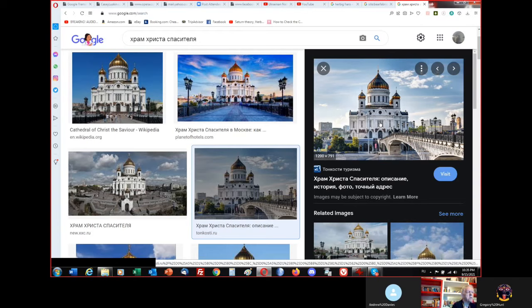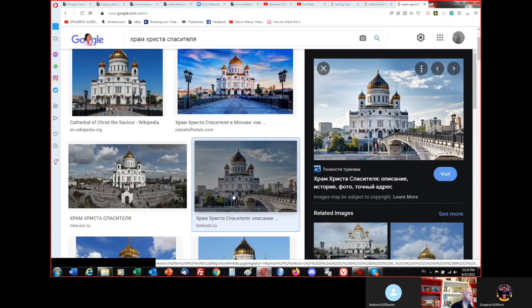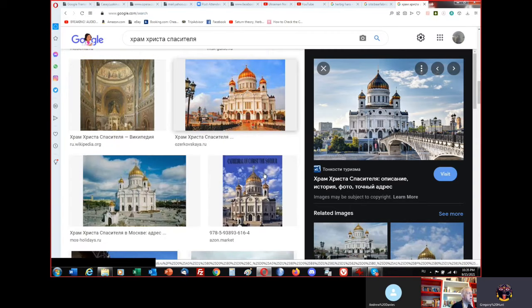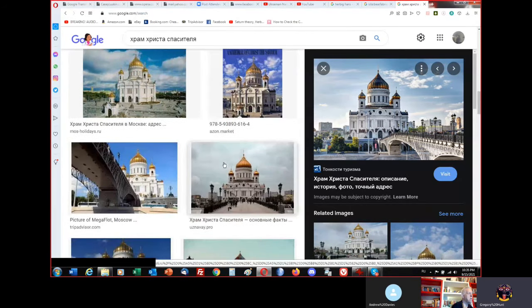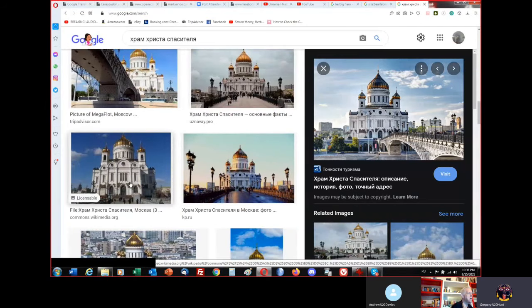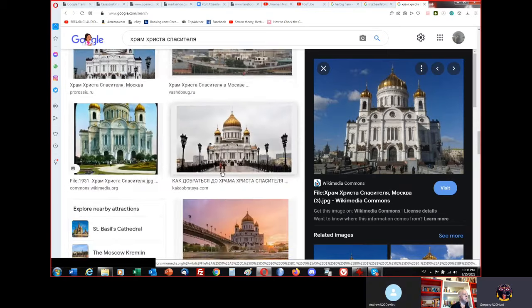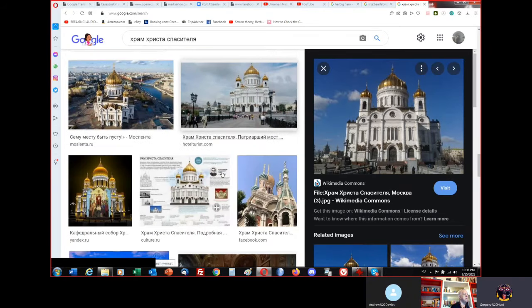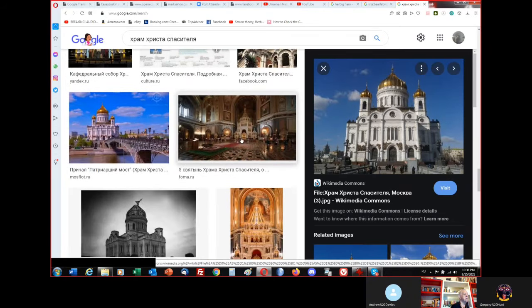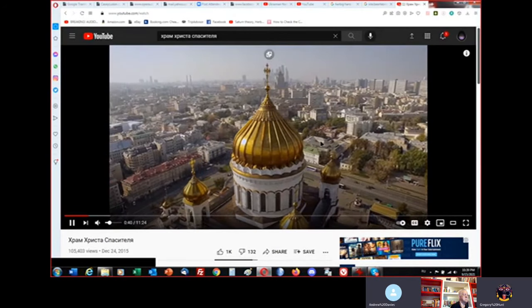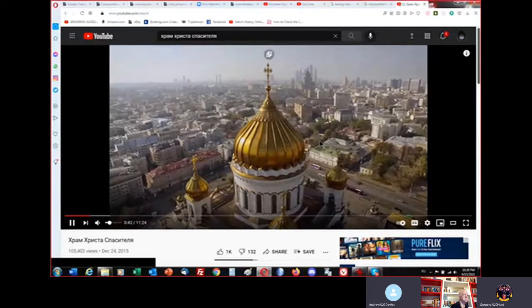Let me see if I can find something that shows you a little bit more of this cathedral that I'm talking about. Let's see if this will show you a little bit more of the interior of this thing. I'm not going to play this whole thing. They've been building those dome structures over there for a long, long time, though, Ted. Yeah, the domes of the Kremlin.